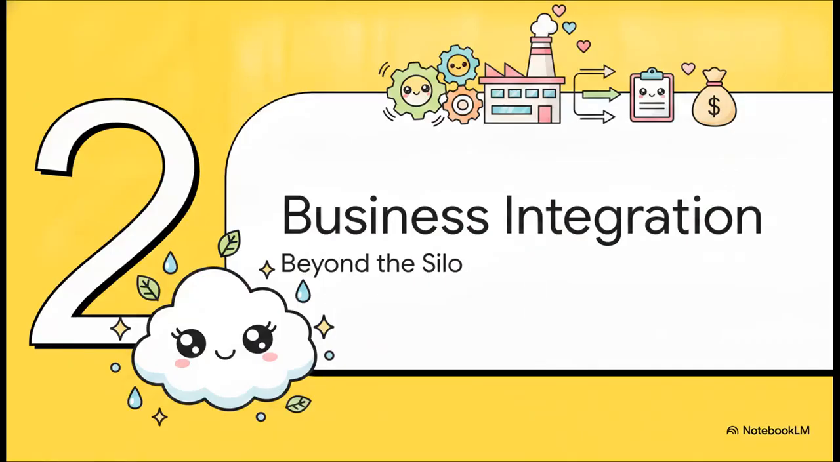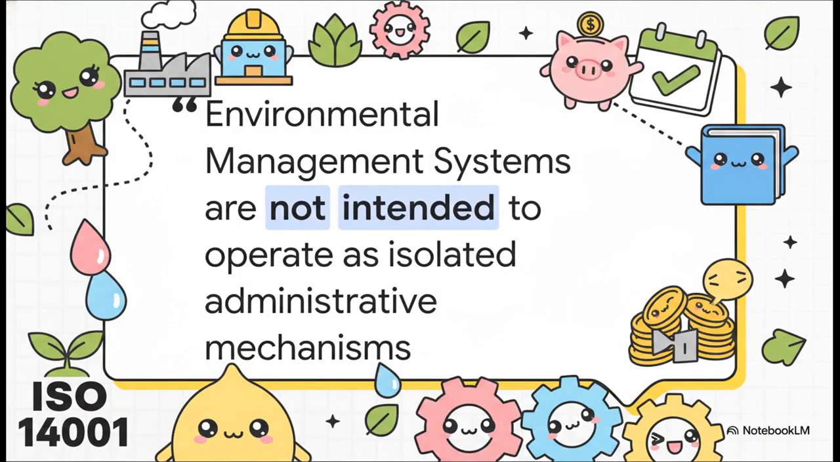Once you've got those boundaries drawn, we move right along to Section 2, integrating the EMS into the business. I actually love this quote from the source material. It says, "Environmental management systems are not intended to operate as isolated administrative mechanisms." Basically, your environmental management can't be a dusty binder sitting on a shelf somewhere in the compliance department. It can't exist in a silo. If it's just this parallel paperwork exercise that's disconnected from how the company actually operates and makes money daily, it is absolutely going to fail.